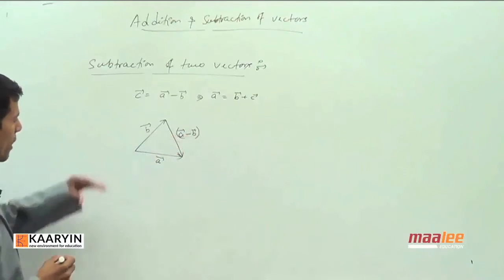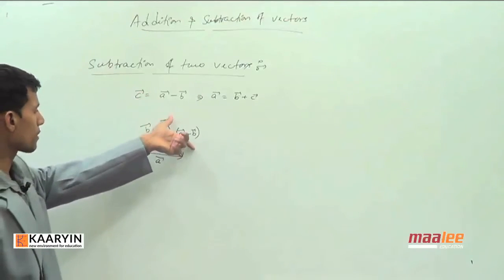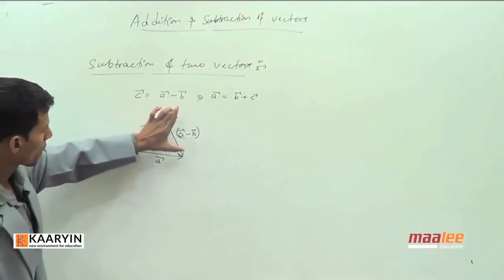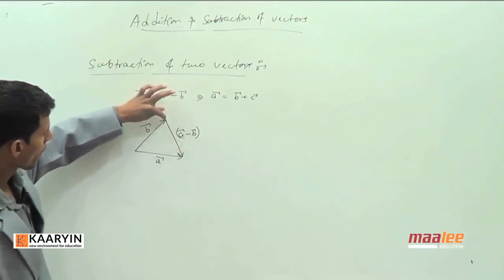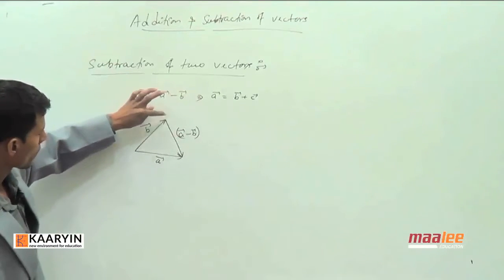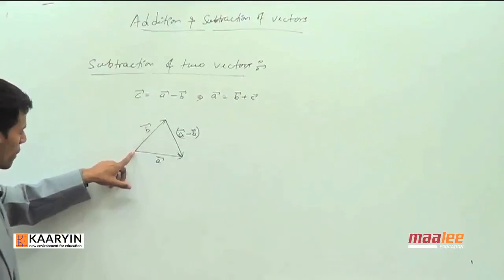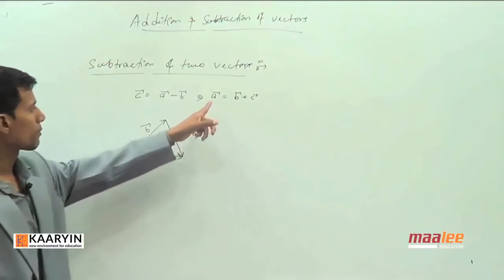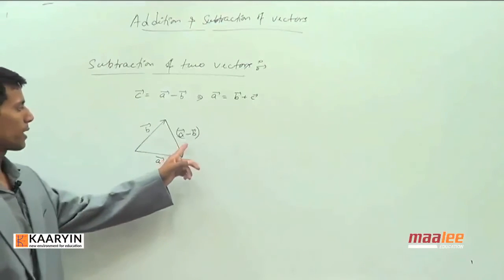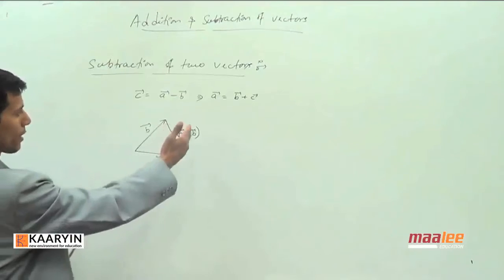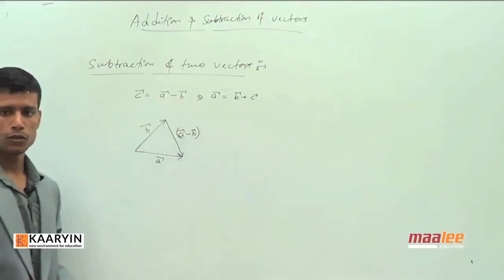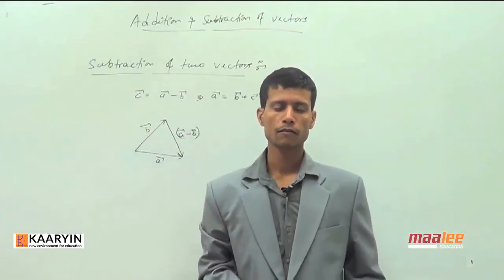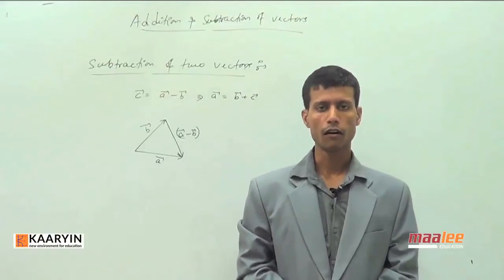Why? Because now we have two vectors, this and this. If you add these two, joining the tail of the second vector, A minus B, with the head of the first vector, then joining the tail of the first vector to the head of the second vector gives the resultant, that is A. Similarly, we can also find B minus A. So this is the method with which we handle the addition and subtraction of two vectors.